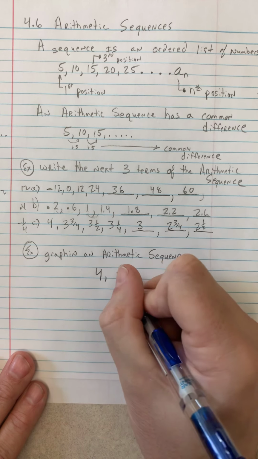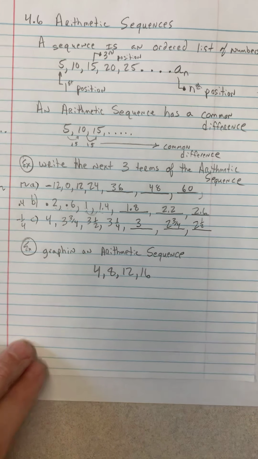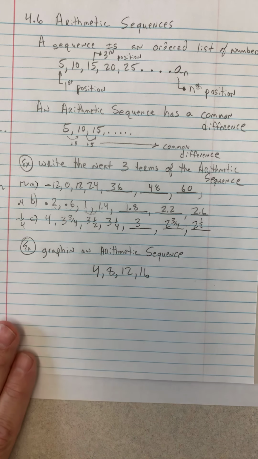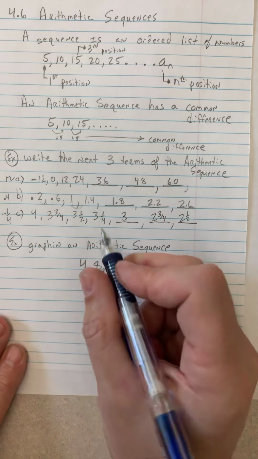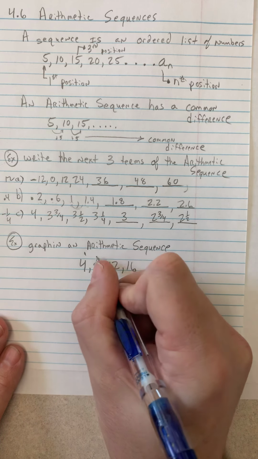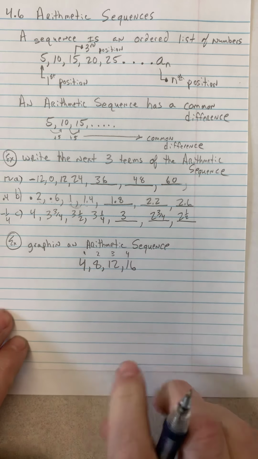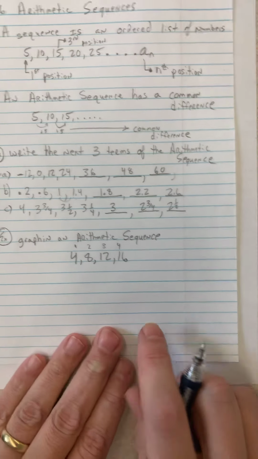And here's my sequence: 4, 8, 12, and 16. It tells me it's an arithmetic sequence. You can see that it's increasing. Hopefully you see that it is increasing by 4s. And we're going to graph that. The way that we graph these sequences is we use the position that it's in. This is in the first position, this is in the second, that's in the third and the fourth. And we are going to treat this just like ordered pairs.